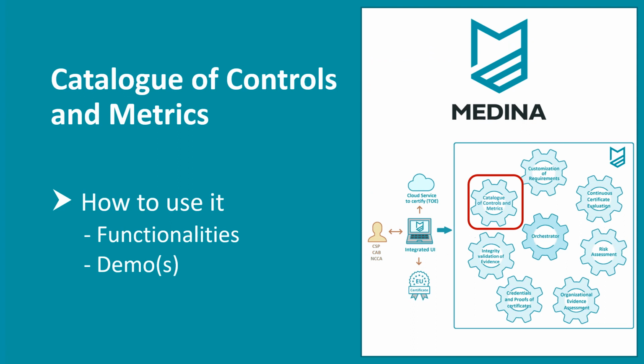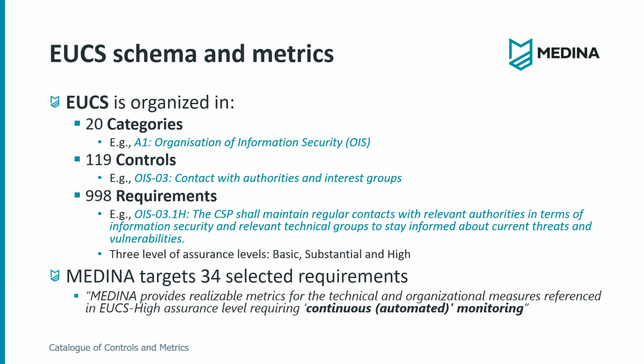Now, let's enter in more detail in the use of the catalogue. The EUCS schema is organized in 20 categories, 190 controls, nearly 1,000 requirements that are divided in 3 levels of assurance: basic, substantial, and high. Of all of them, MEDINA targets 30 selected requirements.